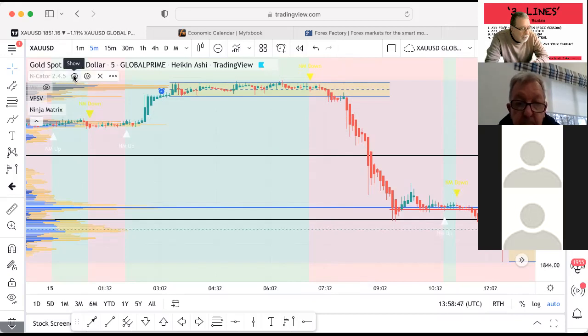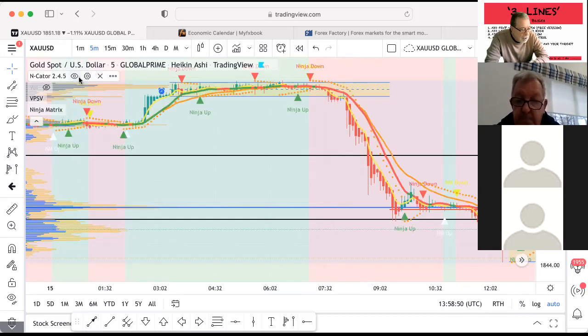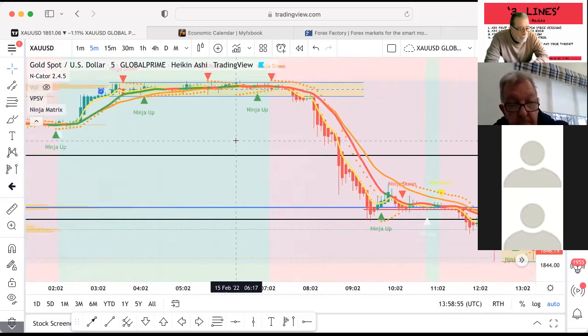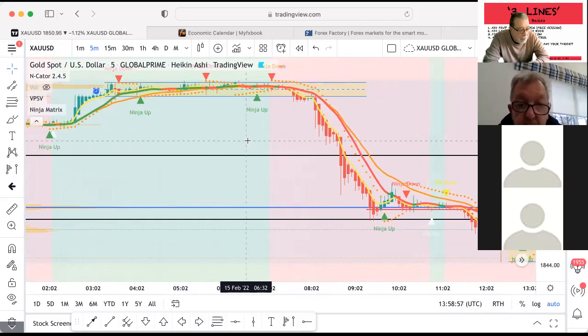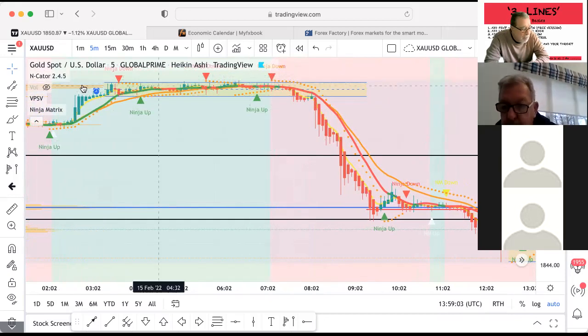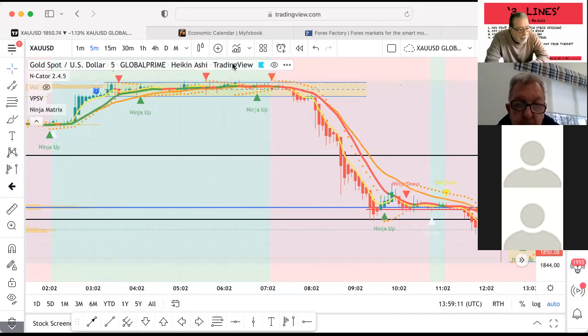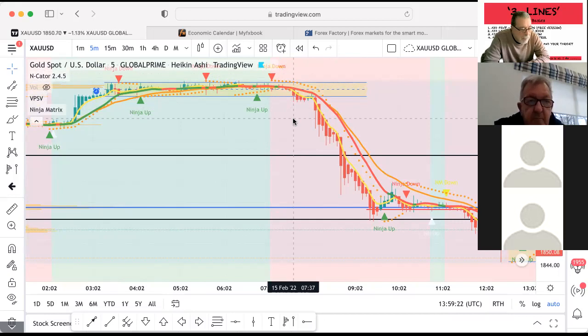Now I go to the Ninjacator, and I've got mine set. I'll show you my settings in a second. But the first thing I notice is not only have I got a Ninja Matrix, the yellow triangle, but on top of it, identical, I've got a Ninja down. So I've got a Ninja Matrix down, I've got a Ninja down at the same point. So that's two things in my favor. Two boxes ticked. Now the third thing I look at is the moving averages.